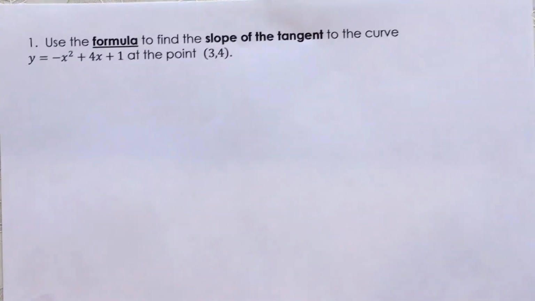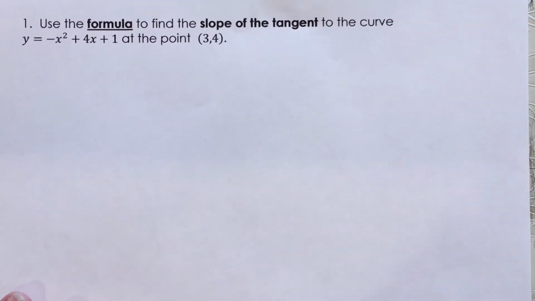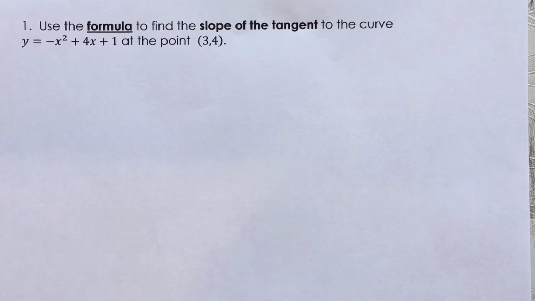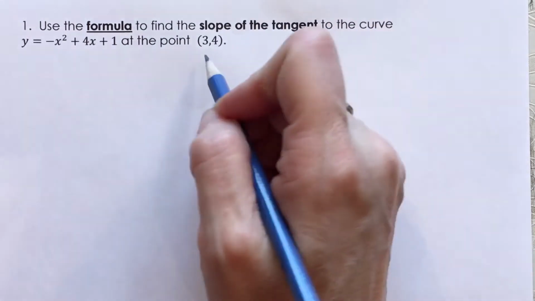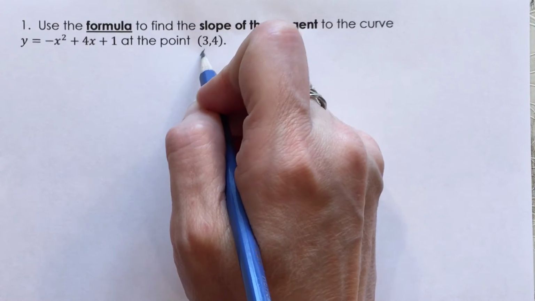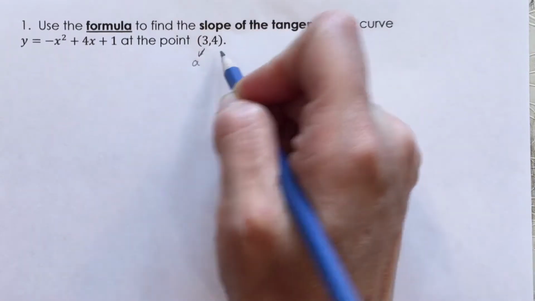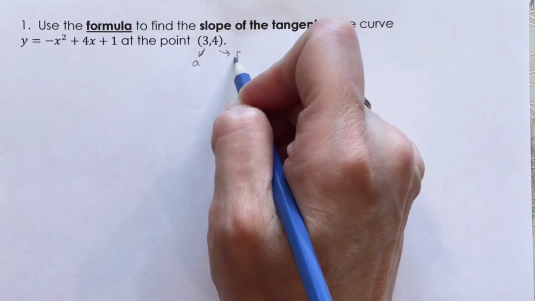So the first question that you have to look at is: use the formula to find the slope of the tangent to the curve y equals negative x squared plus 4x plus 1 at the point 3, 4. So you could think of the point 3, 4 as 3 being your a value and 4 being f at a.